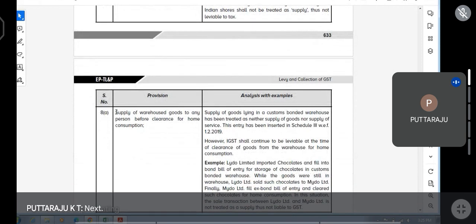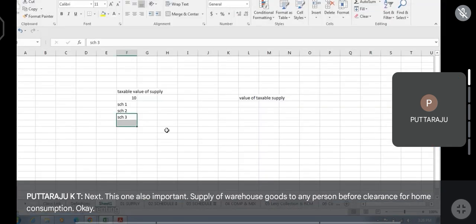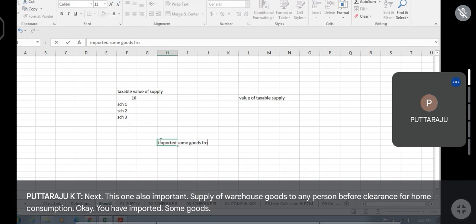Next, this one also important. Supply of warehouse goods to any person before clearance for home consumption. Okay. You have imported some goods from US.